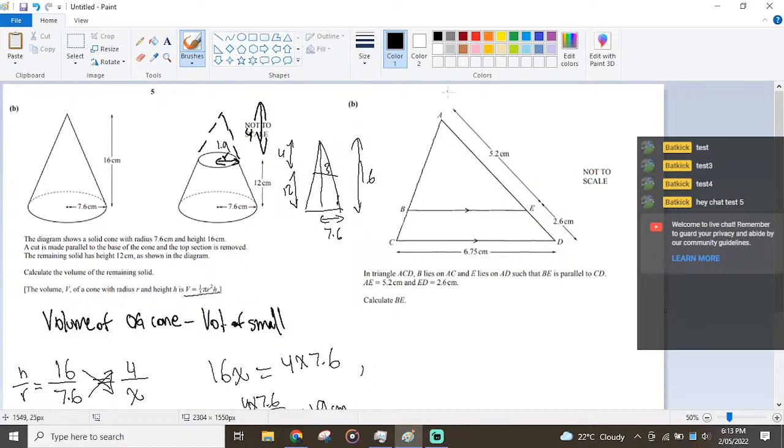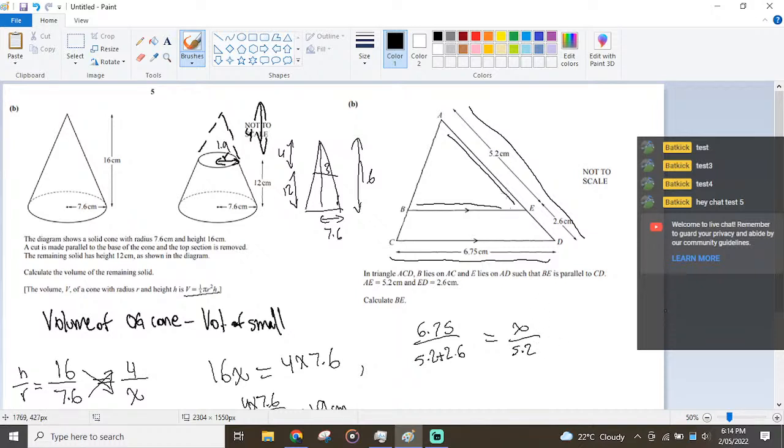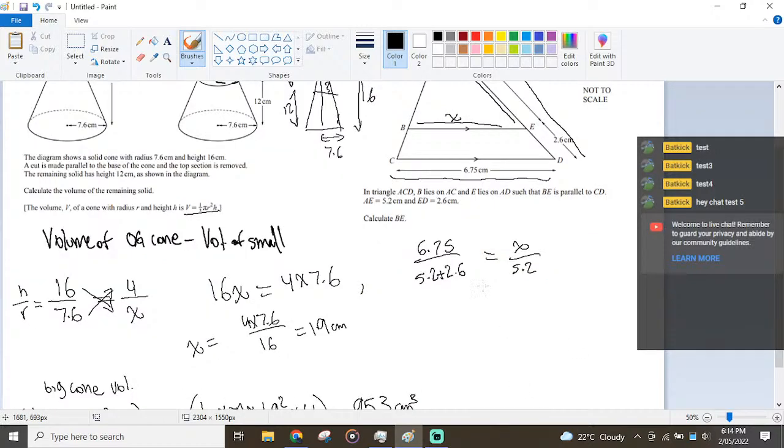Just a ratio. This long side to this long side would be this short side to this short side. So we can put this in a fraction. 6.75 over 5.2 plus 2.6 here. This long one equals 5. No, it's not. Be careful here. X over 5.2, x unknown. That's 5.2. Calculate x.